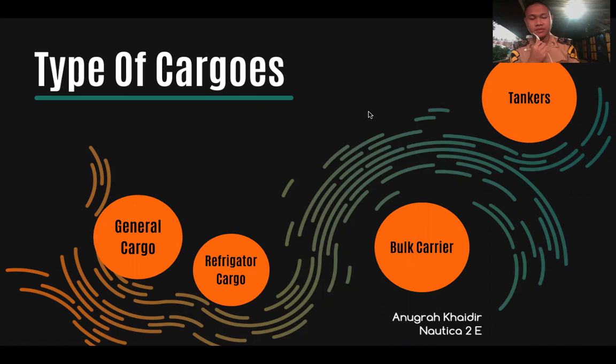Let me introduce myself. My name is Anugrah Khaidir from Kelas Nautika 2E. The first type of cargo is general cargo.